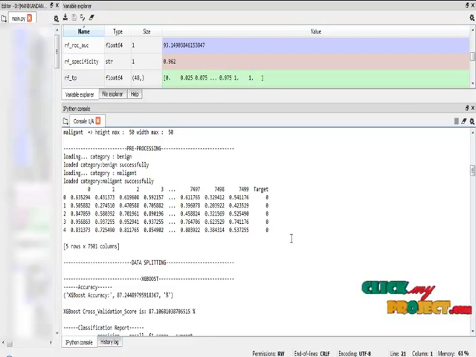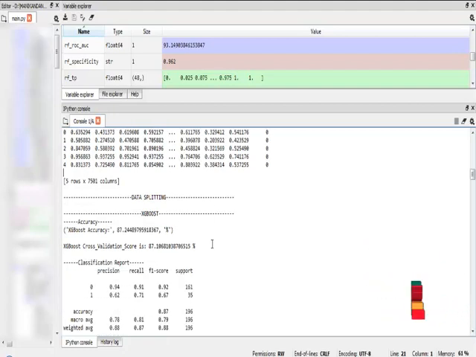From that dataset, we select the independent variable and dependent variable. The features of the images are all the independent variables, and the target is our dependent variable. After selecting them, we split our dataset into a training dataset and a testing dataset. The training dataset contains the majority of the data and the testing dataset contains only the minority of the data. After that, it moves into classification.